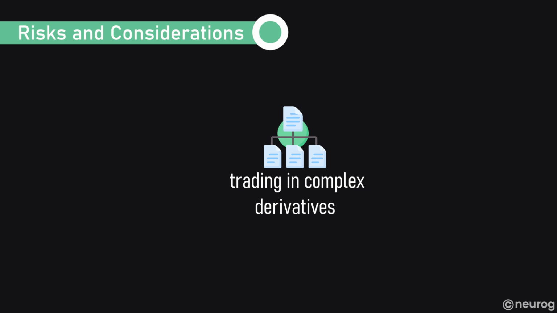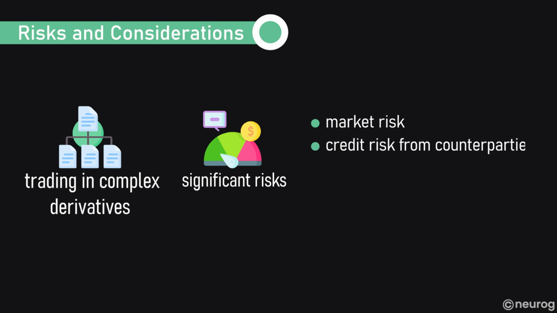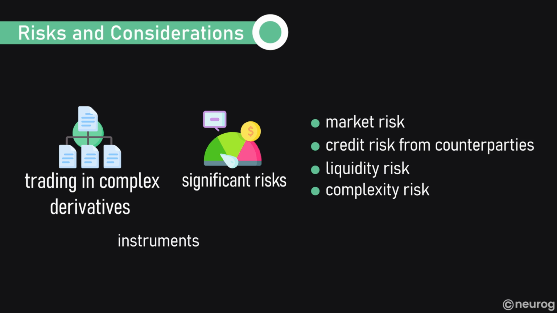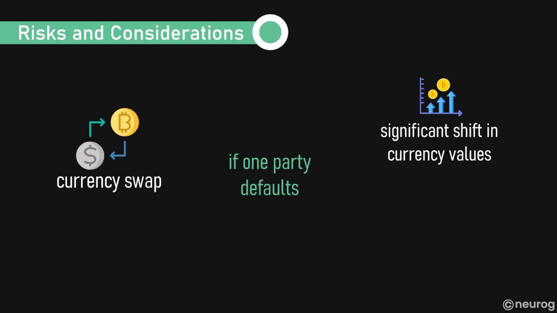However, trading in complex derivatives carries significant risks. These include market risk, credit risk from counterparties, liquidity risk, and complexity risk, as these instruments can be difficult to value and understand. For example, in a currency swap, if one party defaults or if there's a significant shift in currency values, the other party could face substantial losses.